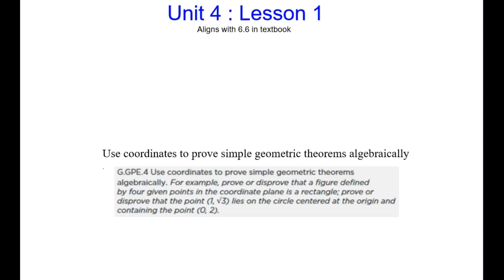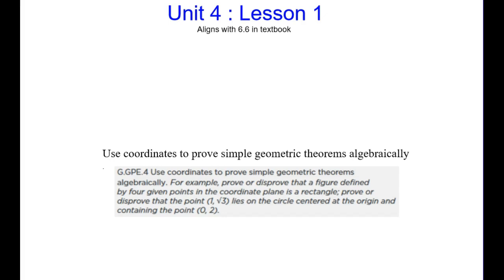Unit 4, Lesson 1. This lesson aligns with 6.6 in your textbook. In this lesson, we're going to be dealing with coordinate proofs. So we're going to plot some ordered pairs and then create a shape on the coordinate plane. And then we're going to prove what shape that is based on the properties that we see.